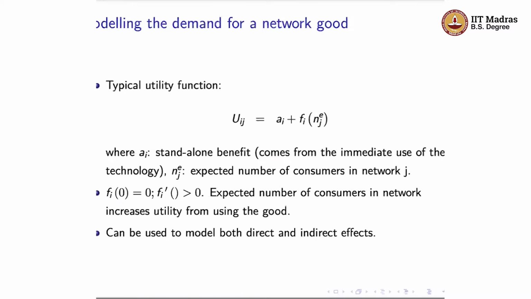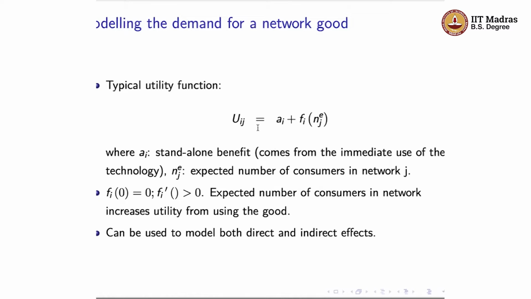So let us now look at a mathematical model of this demand for network goods, right? So typically we are going to think that the benefit a consumer gets, or in technical terms, the utility that a consumer gets from using a particular unit of the good, as follows. So we are going to say that Uij is the benefit going to consumer i from using good j. So that's going to probably be composed of two different parts.